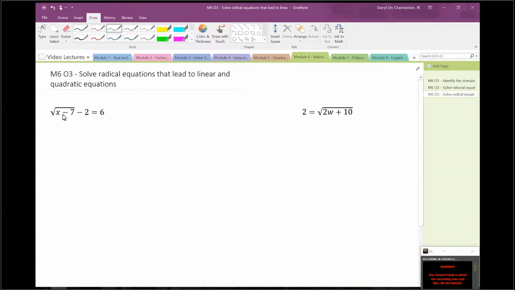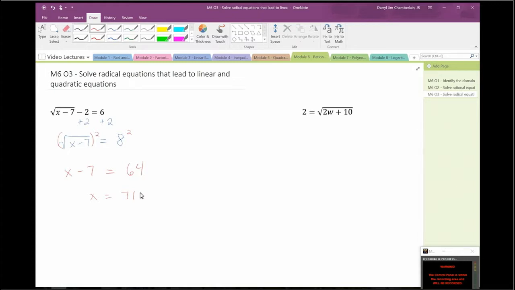What I really would like to do is to square both sides in order to get rid of this radical. In order to do that, I'm going to move everything else to the other side. Because now when I square both sides, the radical is going to go away, and I'll get this 8 squared, which will be 64. So now it's easy to solve, and I get x equals 71.